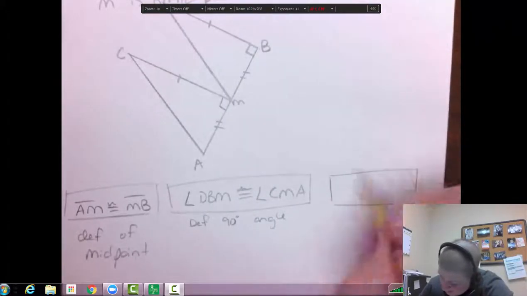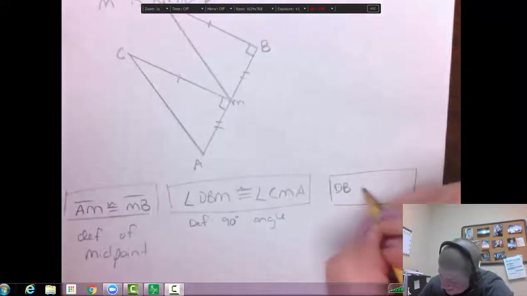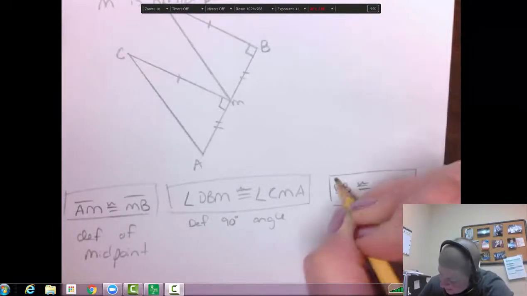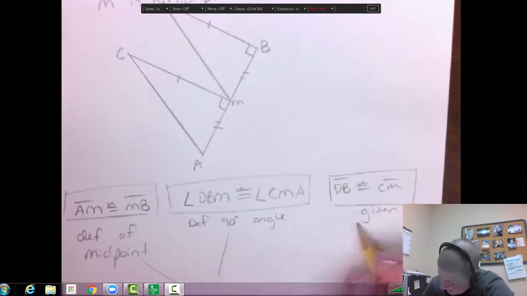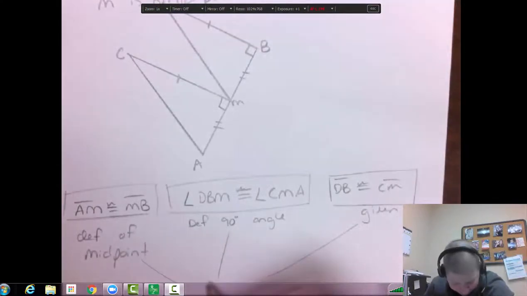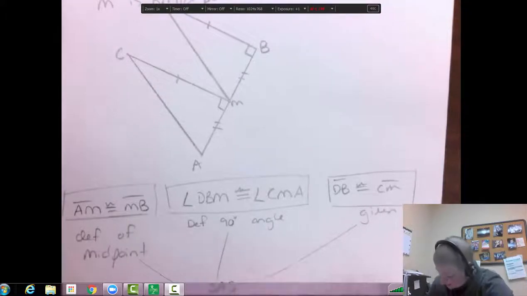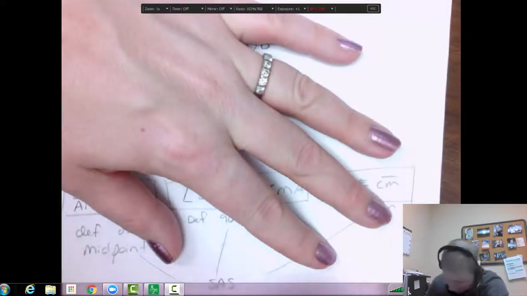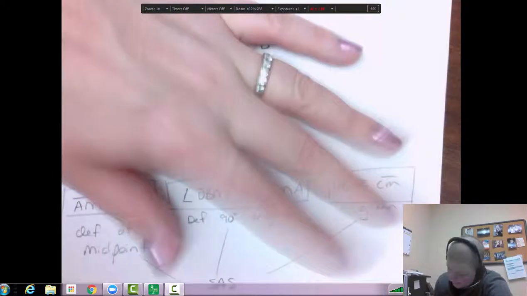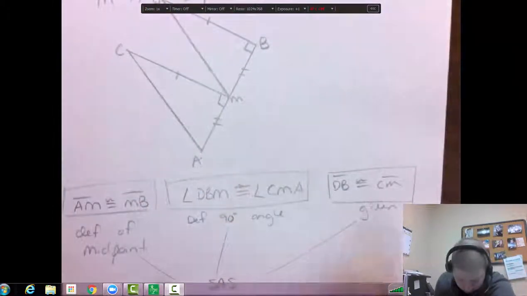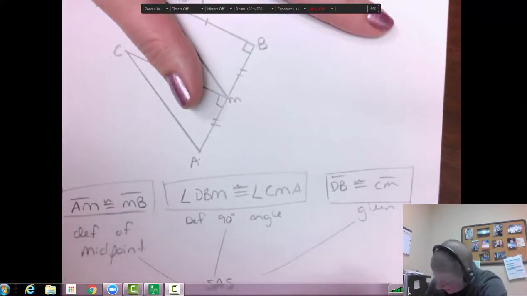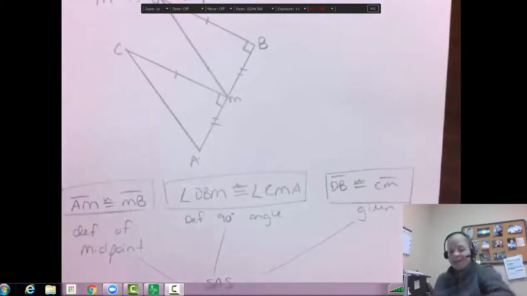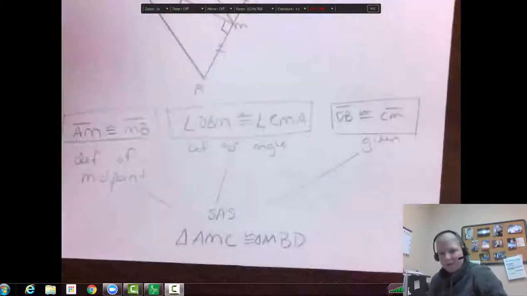And then the last one is that DB is congruent to CM, and we were given this information. And these all three lead to a side, angle, side, and that triangle AMC is congruent to MBD. And I forgot the little triangle symbol again on that one. Oops. And you can't see it. So, whoop. Those two are congruent.